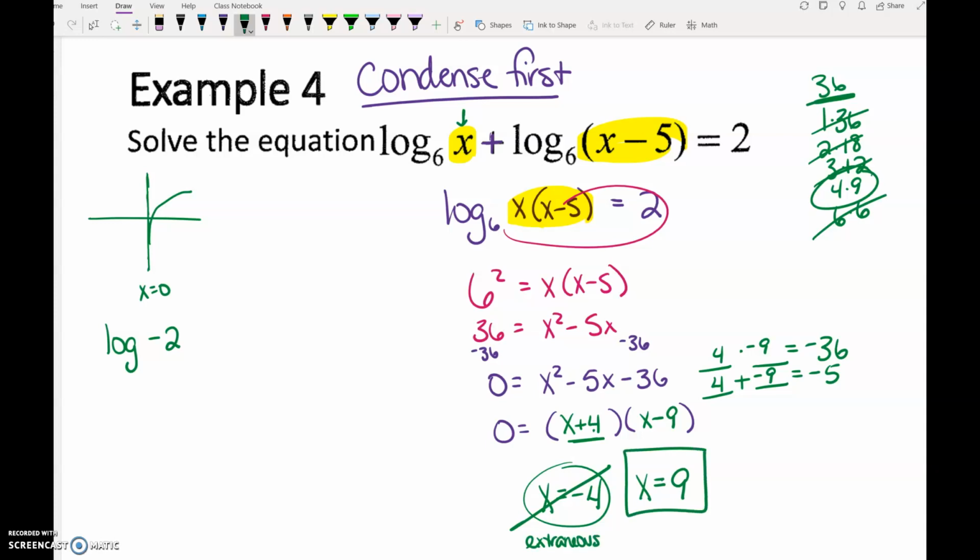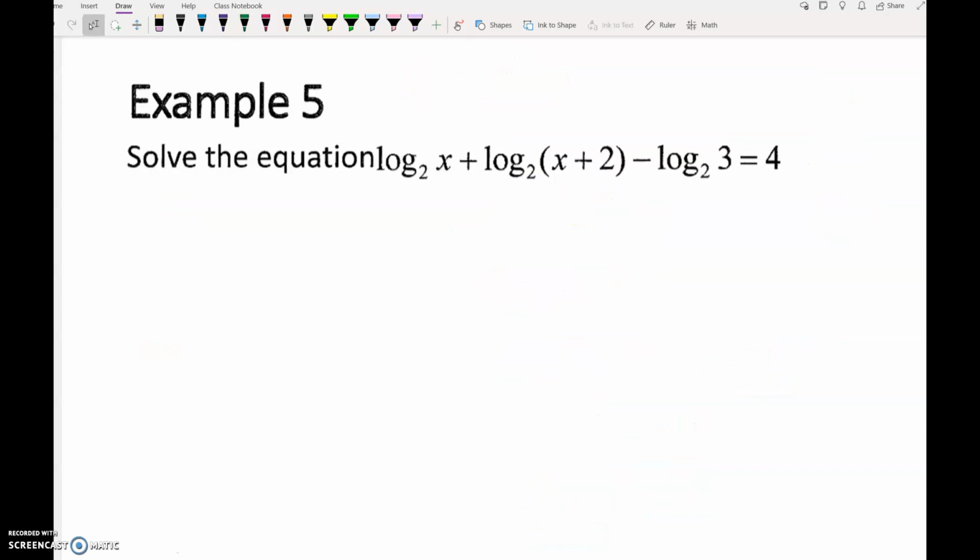Now if we plug 9 in, 9 would be a positive number here, and 9 minus 5 is still a positive number, so it is absolutely fine. That answer is good. Example 5 is similar, and honestly it's a little bit more extreme than what you are going to see, but really it's not that much more.